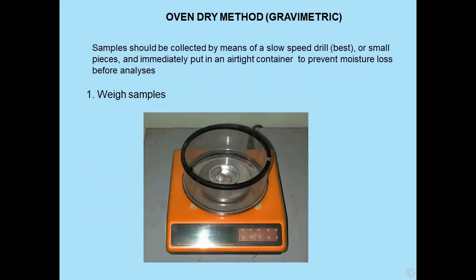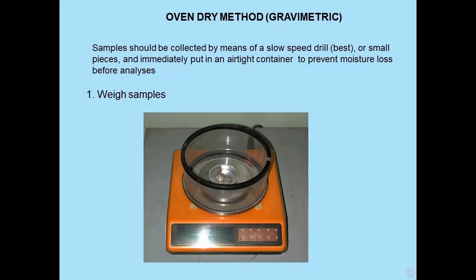First of all, we need a balance, a 3-figure balance, a milligram balance. Samples are collected by means of a slow speed drill and put in an airtight container immediately. This prevents moisture loss before the analysis and allows them to be taken from site back to your office. We then weigh the samples.